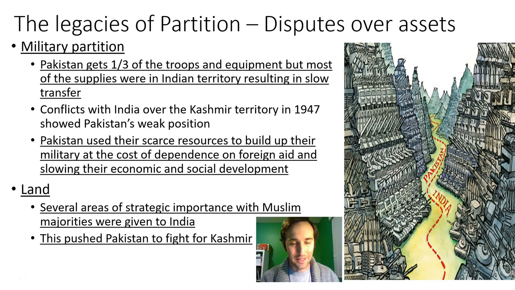As far as land, a lot of the areas of strategic importance, with Muslim majorities, were still given to India. And so this pushed Pakistan to fight over at least Kashmir, which was right on their border with the Muslim majorities. They figured they should at least have that. And here's a nasty little cartoon showing this buildup of military on both sides. India can afford it mostly, whereas Pakistan can't, and it's at the cost of their own people and dependence on governments like the US.